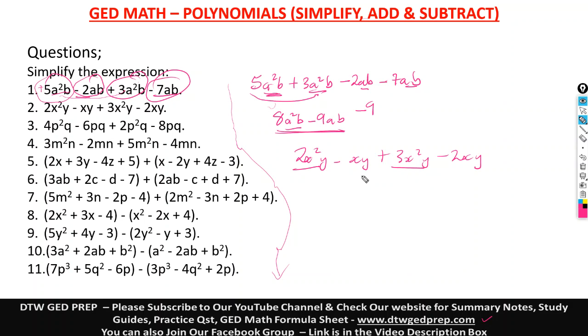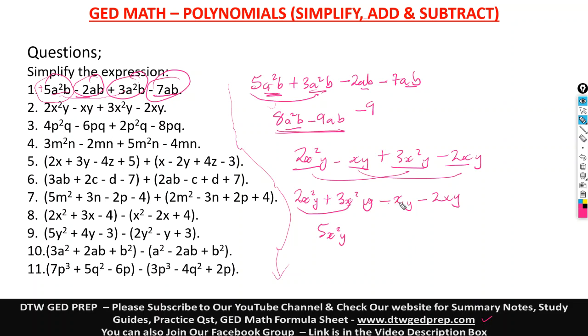So we combine them, right? So we have 2, group them together. So 2, 3x squared y. This guy and this guy also look the same. So we combine them, group them together, 2xy. So now we combine. That's 2 plus 3, that's 5x squared y.